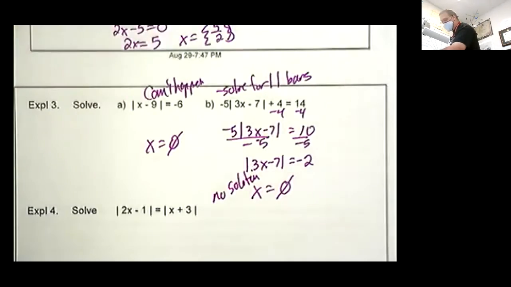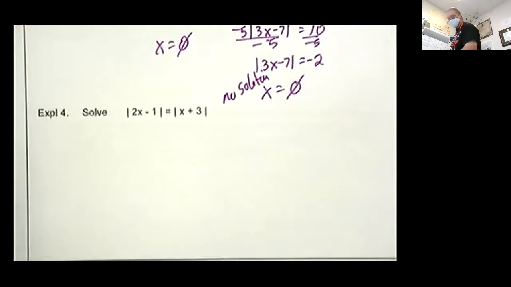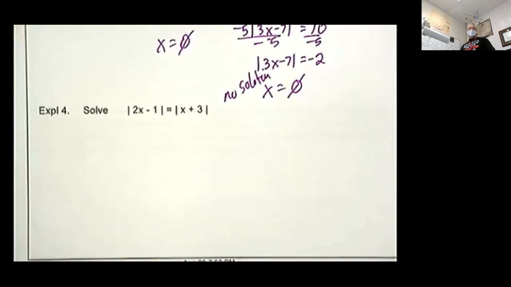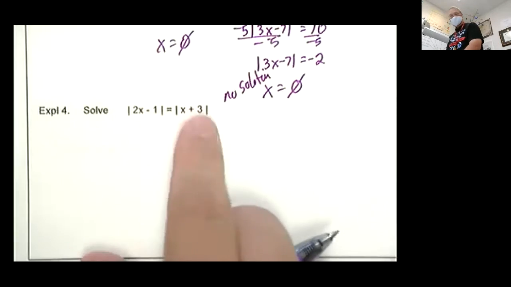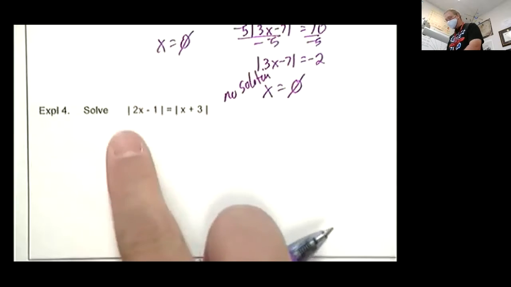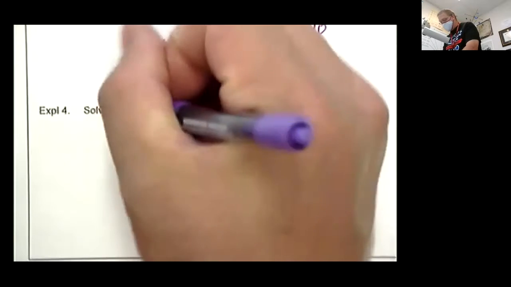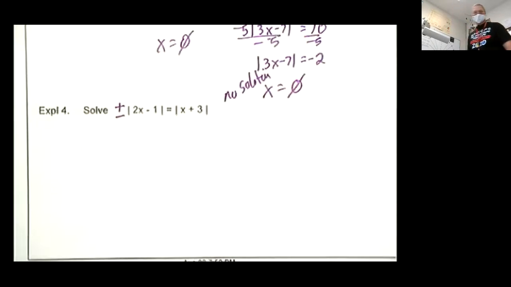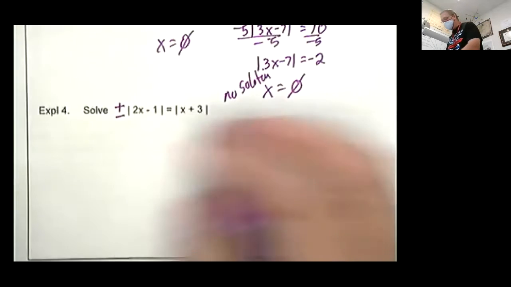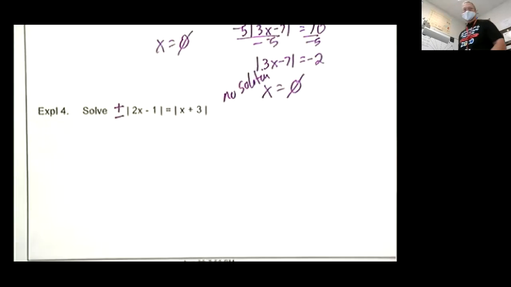Example 4. What happens if we have an absolute value on both sides of the equation? Well, in this case, we don't have a number to change. So what we're going to do is pick one side or the other. It doesn't matter which side we pick. And we're going to make one plus and one minus. We're going to write two separate equations, one plus, one minus. Again, it doesn't matter which side you pick. You'll get the same answers either way.